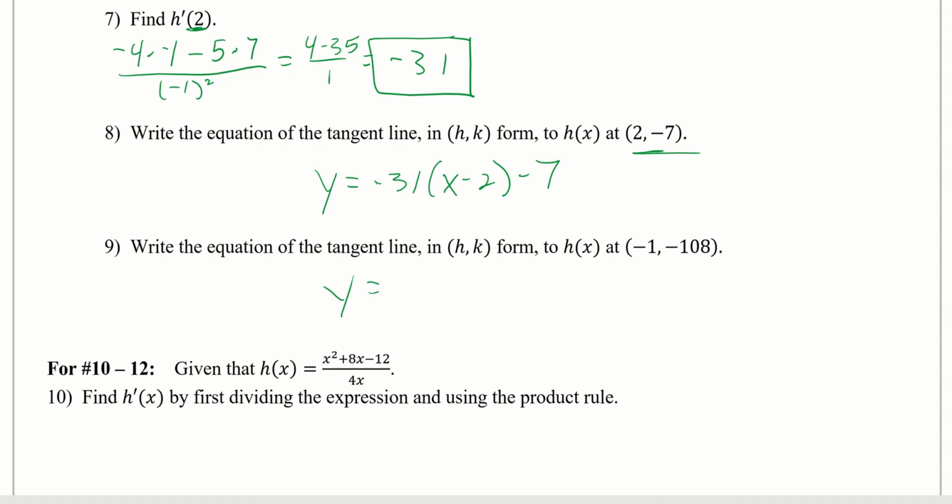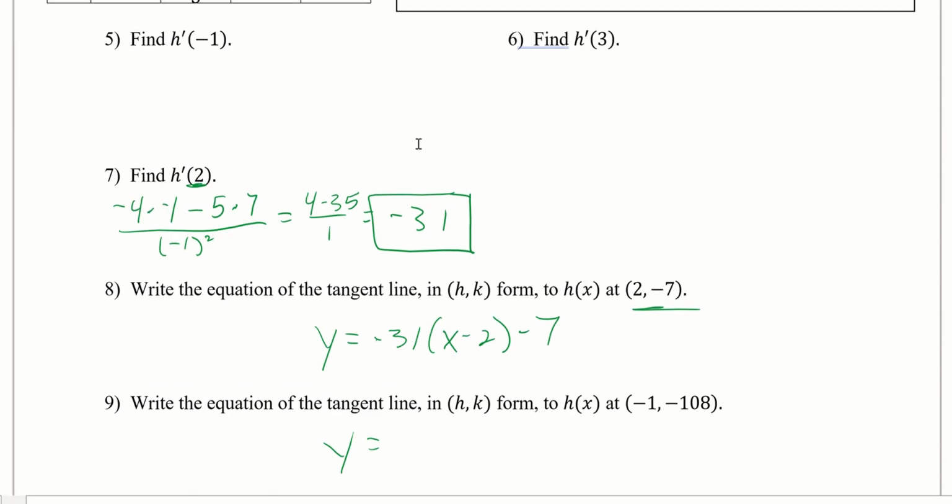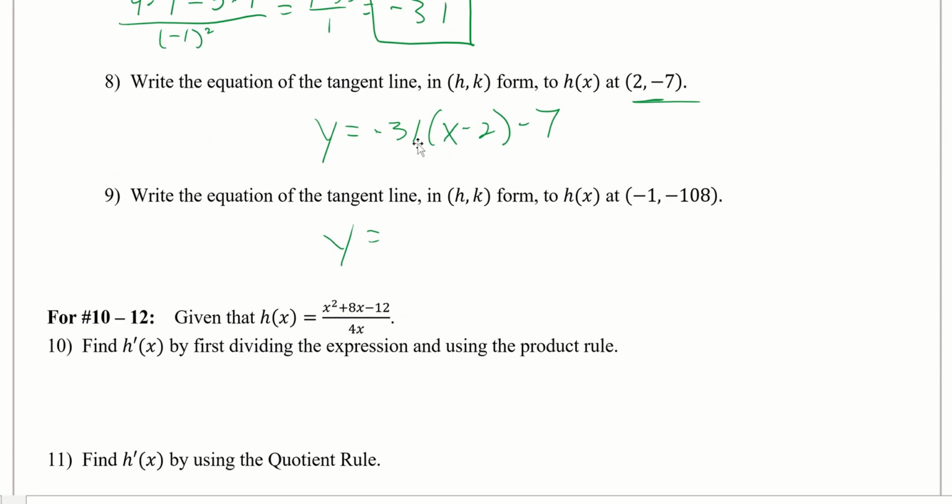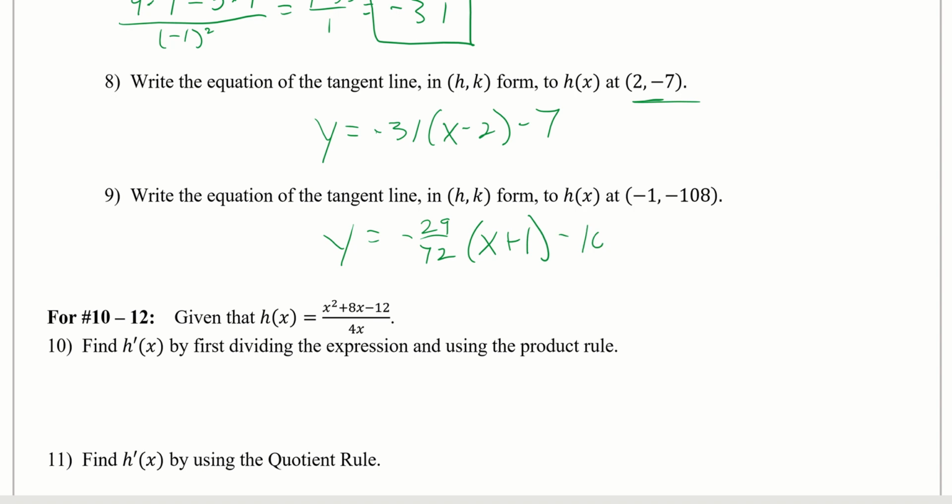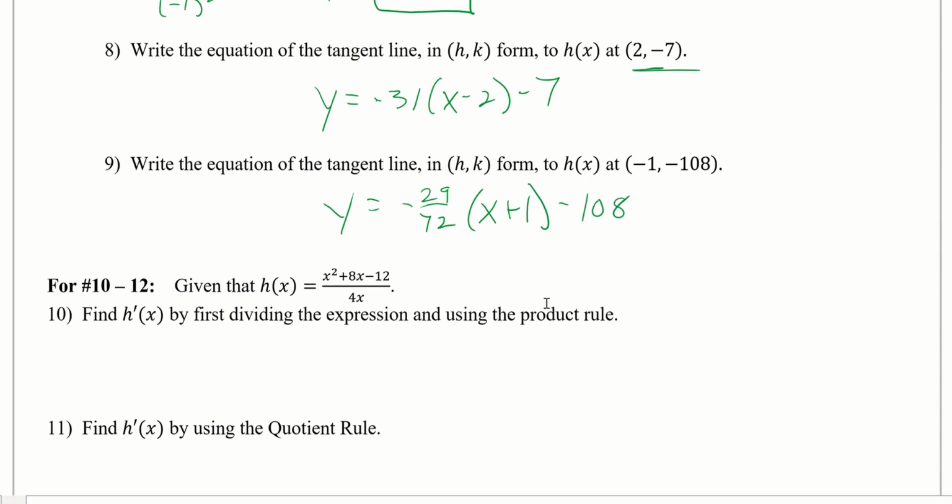All right. Number 9, we have the h of 1, but I erased it, but you guys have it. Look at, what number was that? Number 5. So the slope on number 5, which came out to be negative 29 over 72, x plus 1, because we want that opposite, minus 108. Cool. Nice.